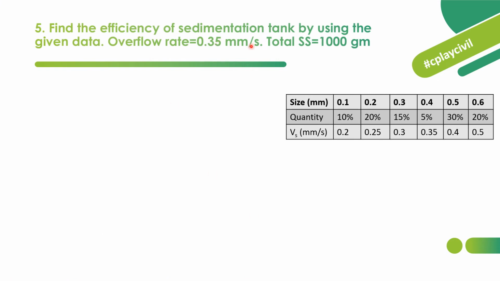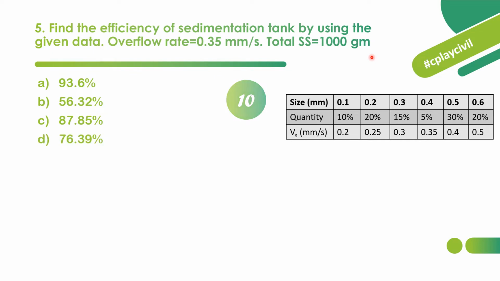Find the efficiency of the sedimentation tank by using the given data. So they have given a table regarding size, quantity and settling velocity, and they have also given the overflow rate, that is V naught, that is 0.35 millimeter per second, and total suspended solids concentration as 1000 gram. So we have been given the table and corresponding quantity and size. We have to find the overall efficiency of this sedimentation tank. So how to find that? Let's see.